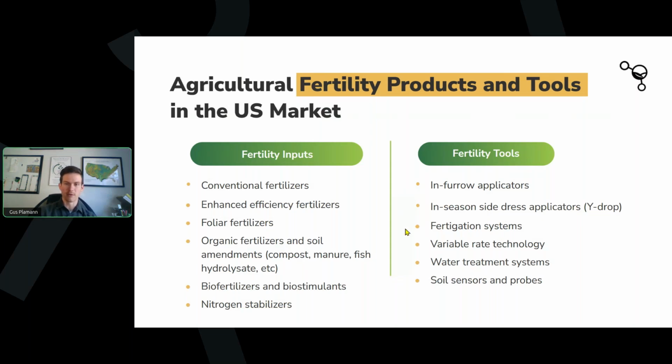Fertigation systems that apply nutrients through irrigation, variable rate technology for precision ag, and water treatment systems. If you look at soil biology data and see concerns such as salinity and stress, and there are issues with, say, irrigation water salinity, water treatment systems are one tool that can be pretty vital to maximizing nutrient use efficiency. And then soil sensors and probes.